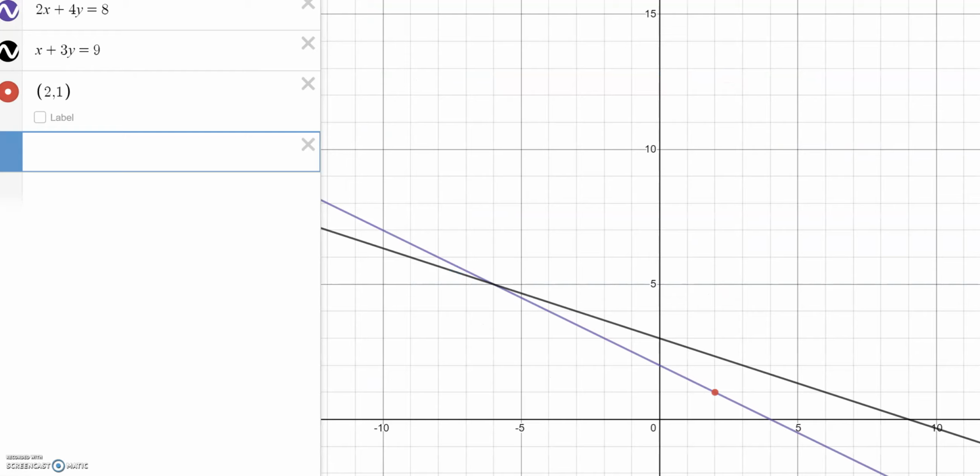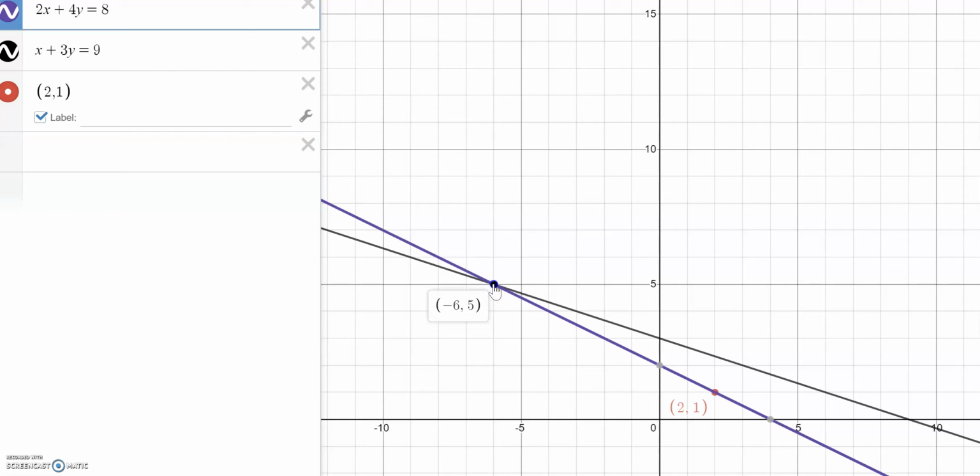I've plotted this example on Desmos, where we have our system of equations and the point in question, the point that we were wondering whether or not is a solution to the system. When we take a look here, you can see that the system of equations, so the purple line and the black line, actually do have a solution. And the solution would be at -6, 5. But the point we were wondering about was 2, 1. 2, 1 lies on one of the lines, but not both. Therefore, it is not a solution to the system. It simply lies on one of the lines.